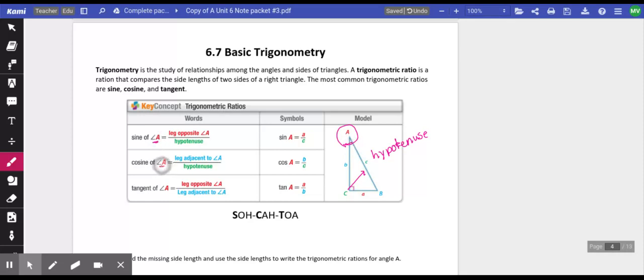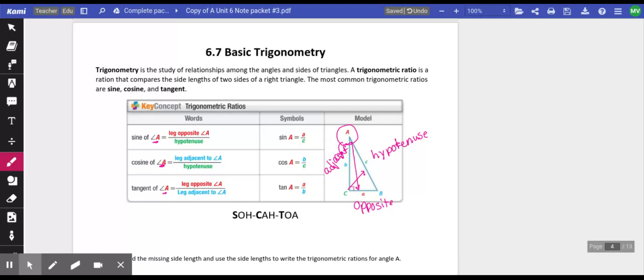So here it says sine of A, cosine of A, tangent of A. So that means we're talking about A. So if we're talking about A, the side across from it, which is little a in this case, is our opposite. And the side that's next to it, which is little b in this case, is our adjacent.